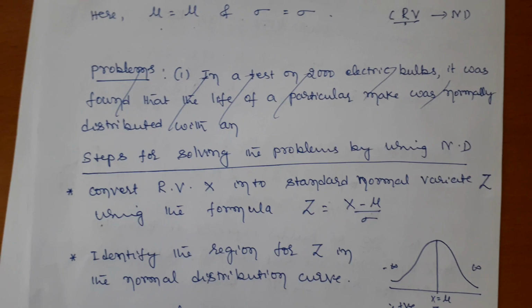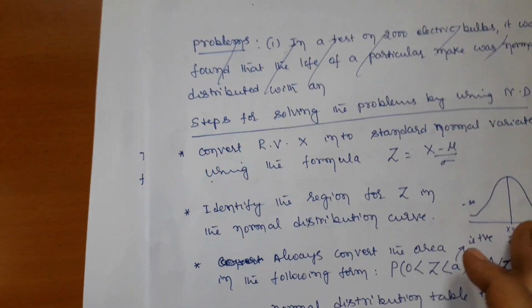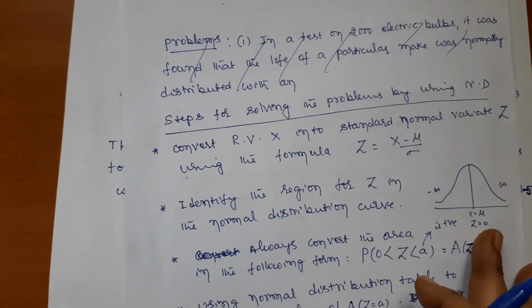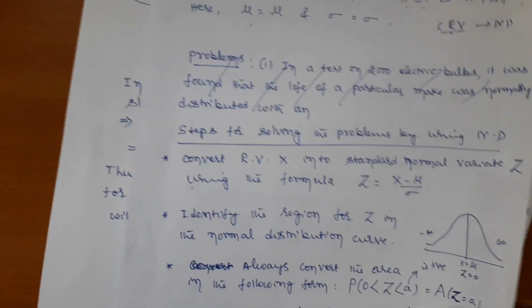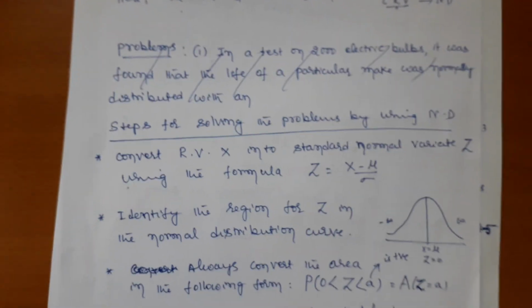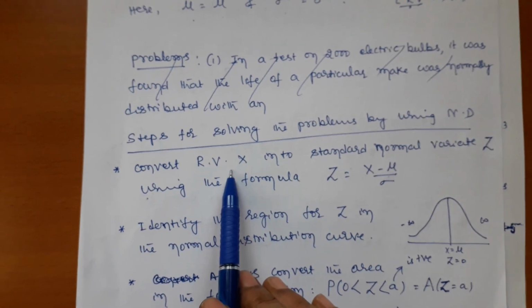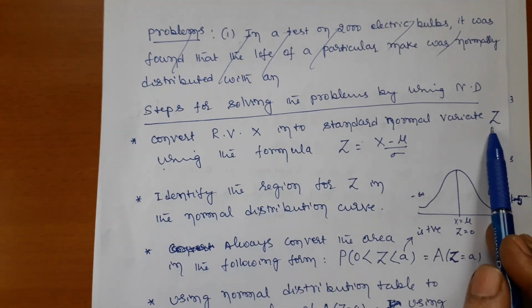After that, I'm going to explain one thing while solving a problem. What are the steps I have to follow? Steps for solving problems by using the normal distribution. How to solve a problem by using the normal distribution. Now the first step is to convert the random variable, usually in terms of X, into the standard normal variate.